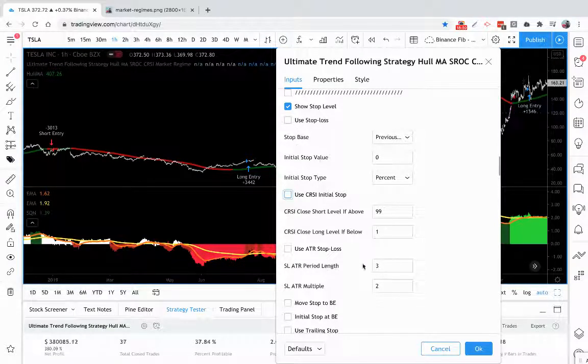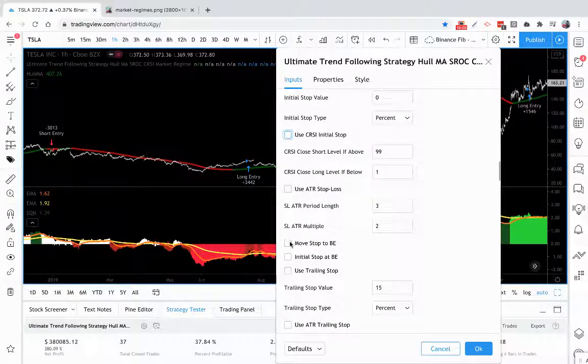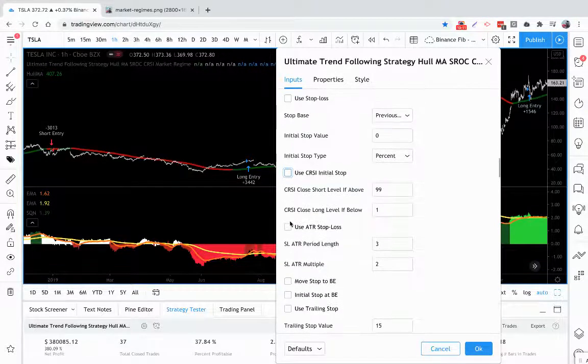Or you choose one of the fixed or the average true range and Connors RSI, or you have them by themselves. So just never use the average true range and the stop loss fixed together. I'm sorry, never these two together. They kind of cancel each other out. Then you could choose move stop to break even if you want to have that also.